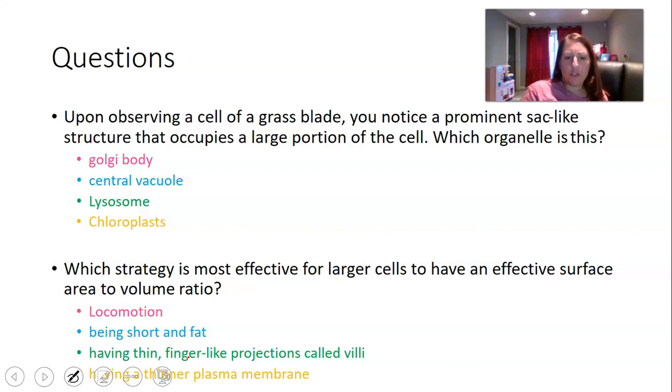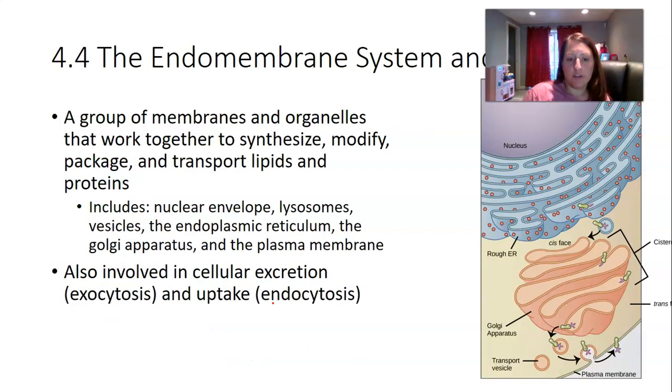Last question. Which strategy is most effective for larger cells that have an ineffective surface area to volume ratio? Should cells have locomotion? Should they move around? Should cells be short and fat? Should they have thin finger-like projections called villi or microvilli? Or should they have thinner plasma membranes? What's a strategy to increase the surface area to volume ratio? So hopefully you answered green there. Right? Anytime you fold the membrane up in microvilli or in cristae, if we're talking about the mitochondria, that's always going to increase the surface area to volume ratio, making that cell more efficient.